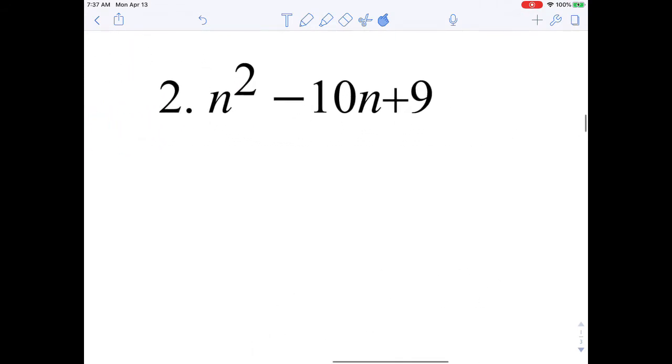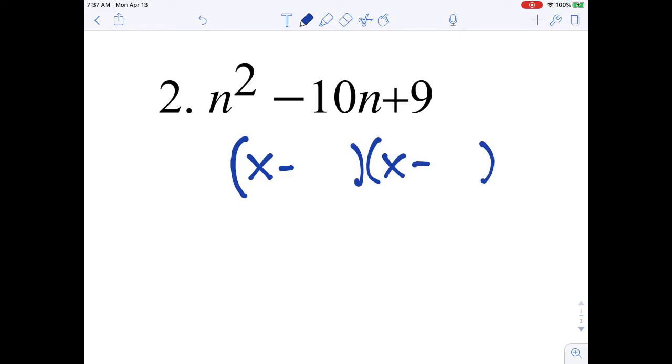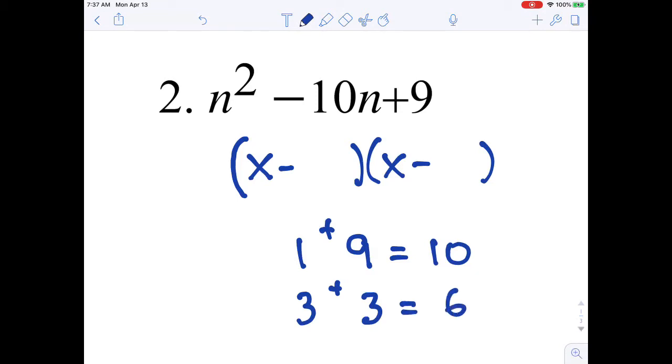Let's look at number 2. We have B is minus and C is plus. So in that case, if you look at your chart above, I have 2 minuses. So the factors of 9, we have 1 and 9, and we have 3 and 3. And when I add these up, here's my 10, and this is 6. So I get x minus 1, x minus 9.